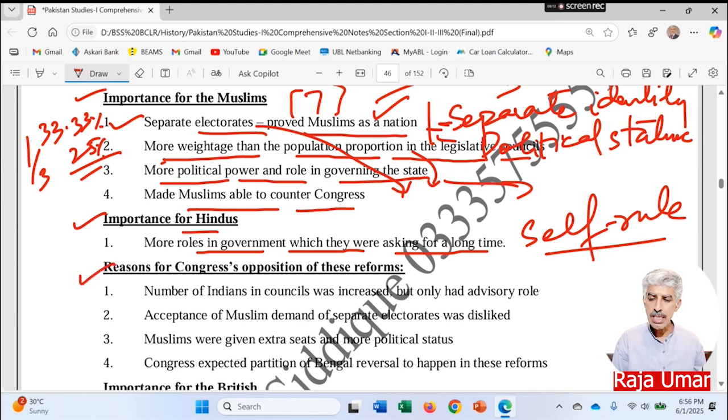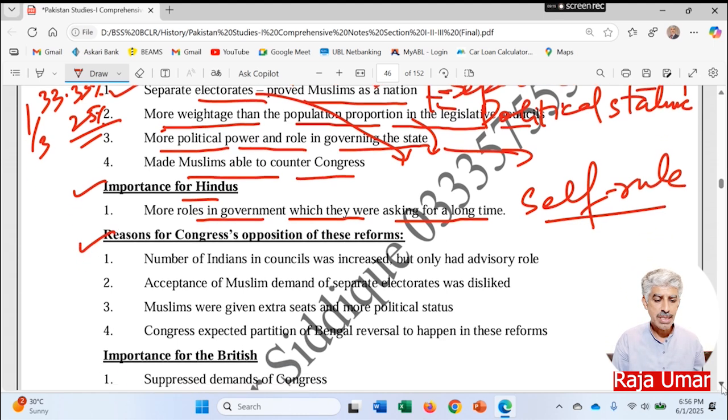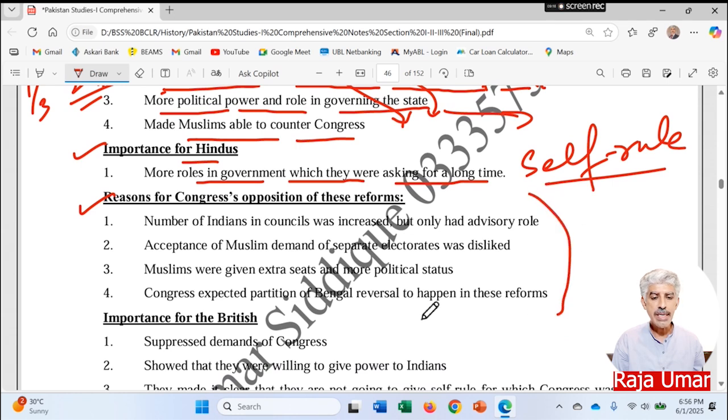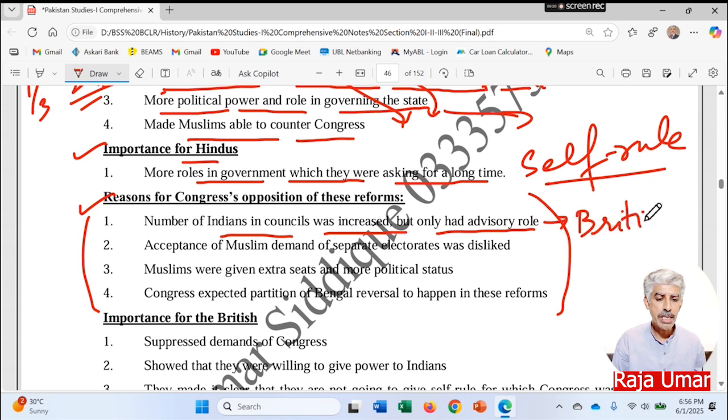So, reasons for Congress opposition. Still, Congress rejected and opposed these reforms of 1909 on what grounds? Number one, the number of Indians in councils was increased but they only had an advisory role, as it was said that the British were still on strong footing. They were not losing any grip on the subcontinent's political scene.